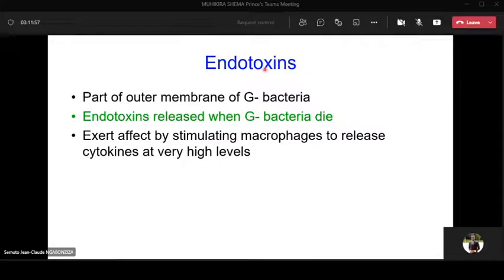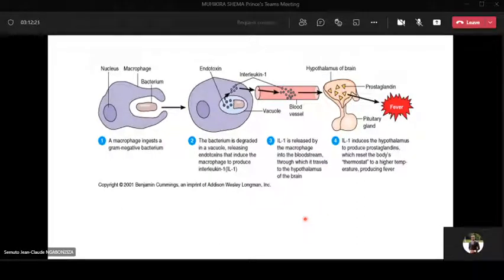And endotoxin, contrary to exotoxin, is mostly the outer membrane of the cell of gram-negative bacteria, and is mostly released when the bacteria die. It stimulates macrophages to release cytokines at a very high level. When the macrophage ingests and destroys the gram-negative bacteria, it is stimulated to release a lot of cytokines such as interleukin 1.